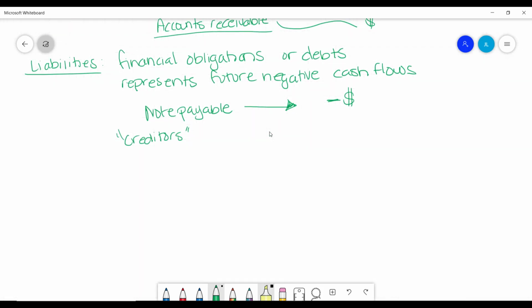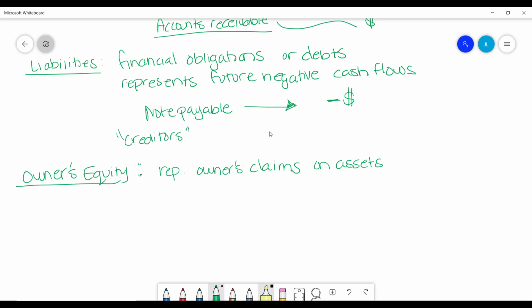Last but not least, that third element of a balance sheet is owner's equity. What the heck is owner's equity? This represents the owner's claims on the assets of the business.